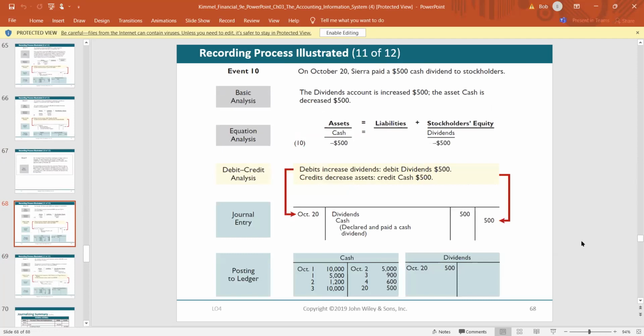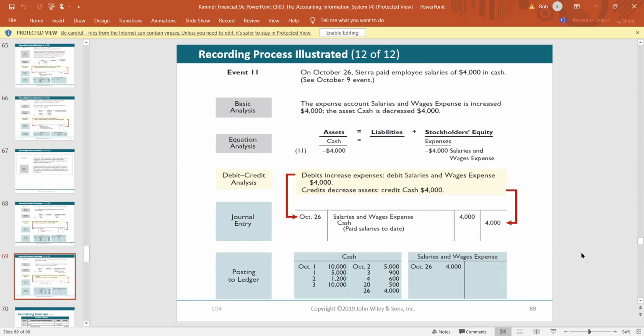They paid a dividend. Wow. You will debit dividends for 500 and credit cash. Dividends automatically reduce your stockholders' equity. Dividends are not an expense, not an expense. It's a reduction of your equity because, again, you're giving away some of the company equity. Okay, we got to pay our employees $4,000. We credit cash and debit the appropriate expense, salaries and wages expense.